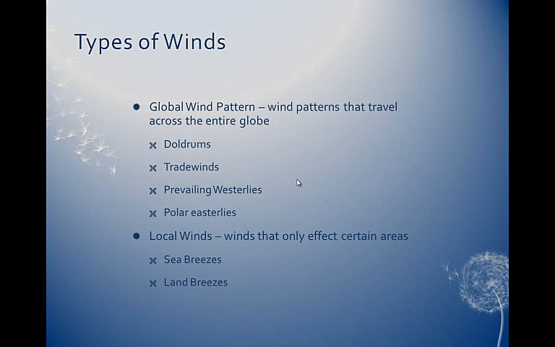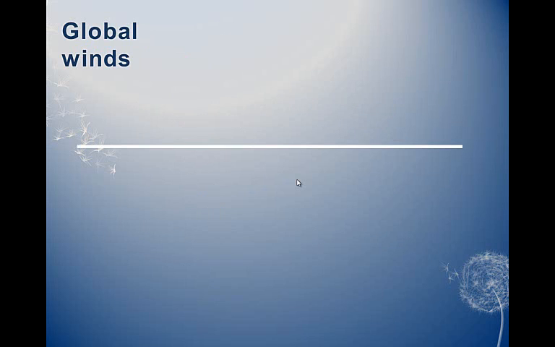We have global wind patterns and we have local wind patterns. Our global wind patterns travel across the entire globe. They include the doldrums, the trade winds, the prevailing westerlies, and the polar easterlies. Local winds are only affected in certain areas. These are sea breezes and land breezes.